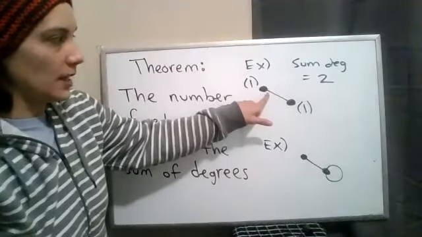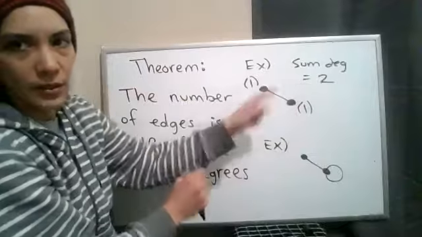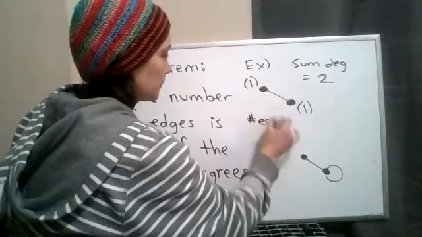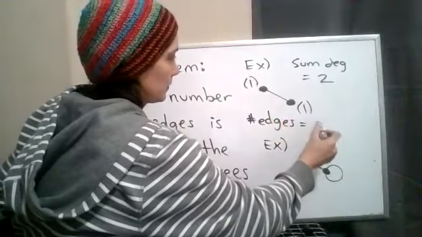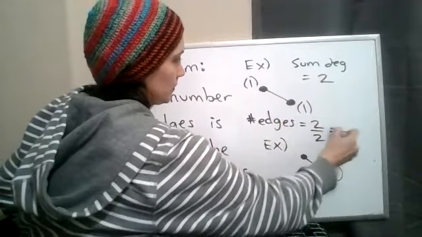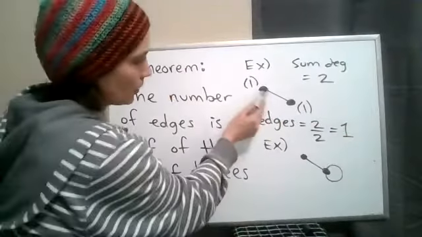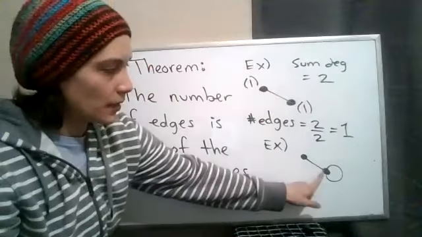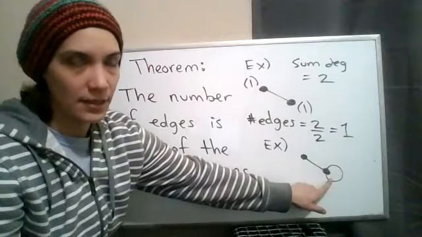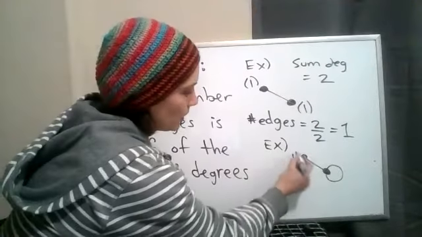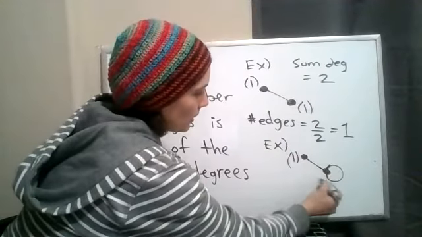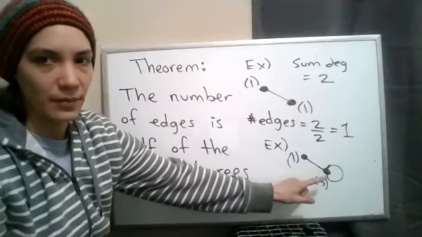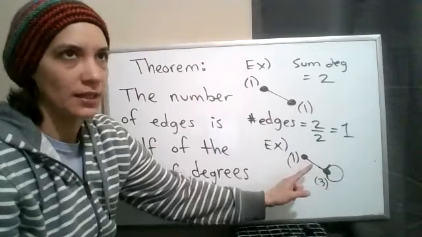And the number of edges is the sum of degrees divided by 2. So that one edge, that one line right there. So like 2 vertices, 1 edge. Okay, this has 2 vertices, 2 edges. Degree 1, 2, 3. So the sum of degrees is 4, and then divide by 2, and that will give you how many edges.